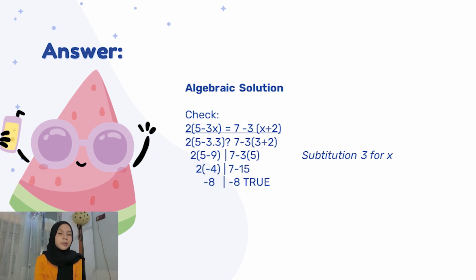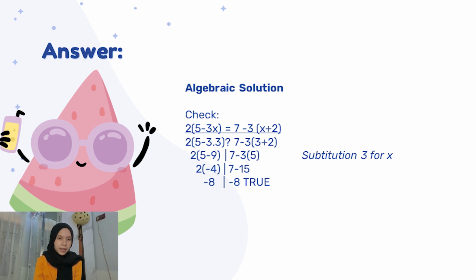Okay, the second solution: 2 times (5 minus 3x) equals 7 minus 3 times (x plus 2). I will discuss the first part, namely 2 times (5 minus 3x). 2 is multiplied by 5 minus 3 times 3, where x is 3 as the result from the first algebra solution. And then 2 times (5 minus 9) becomes 2 times minus 4, which is minus 8.